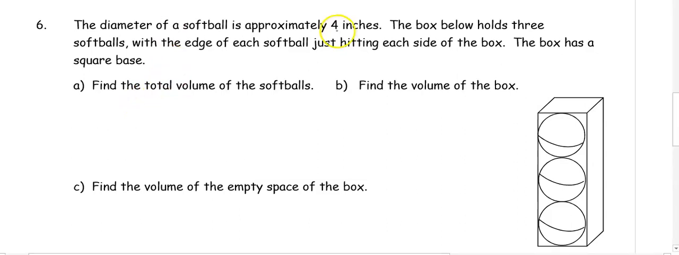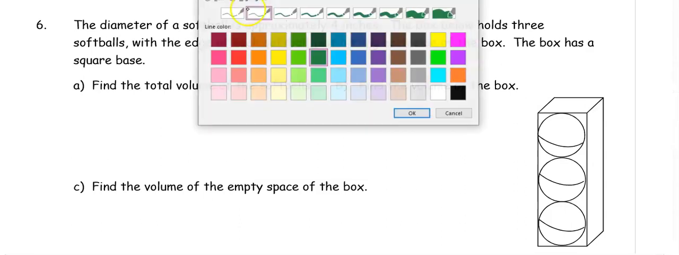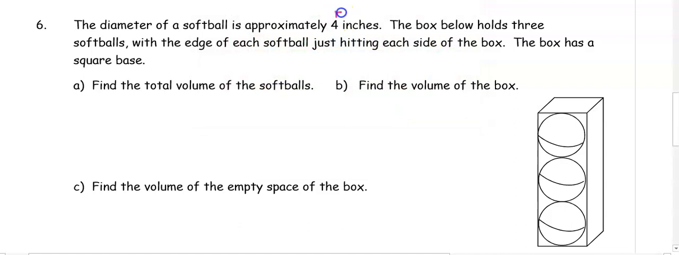If the diameter is 4, that means that our radius is 2. So we have 4/3 pi times 2 cubed, but there are 3 of them. So when we multiply that, we get 32 pi inches cubed. Then we want to find the volume of the box.